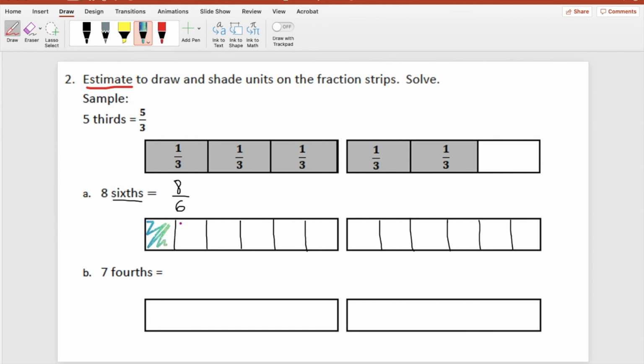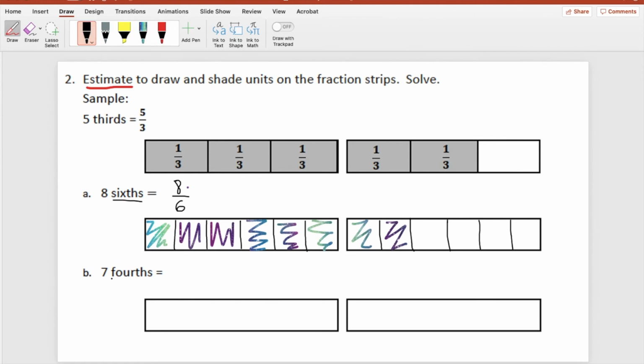1, 2, 3, 4, 5, 6, 7, 8. There we go. I colored in 8/6. All right, let's look at my next one.